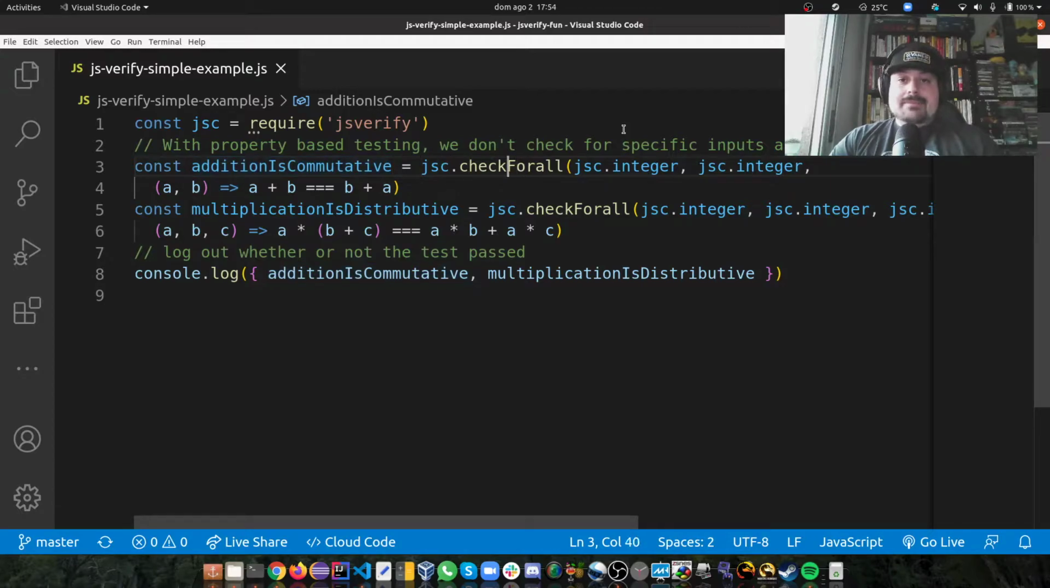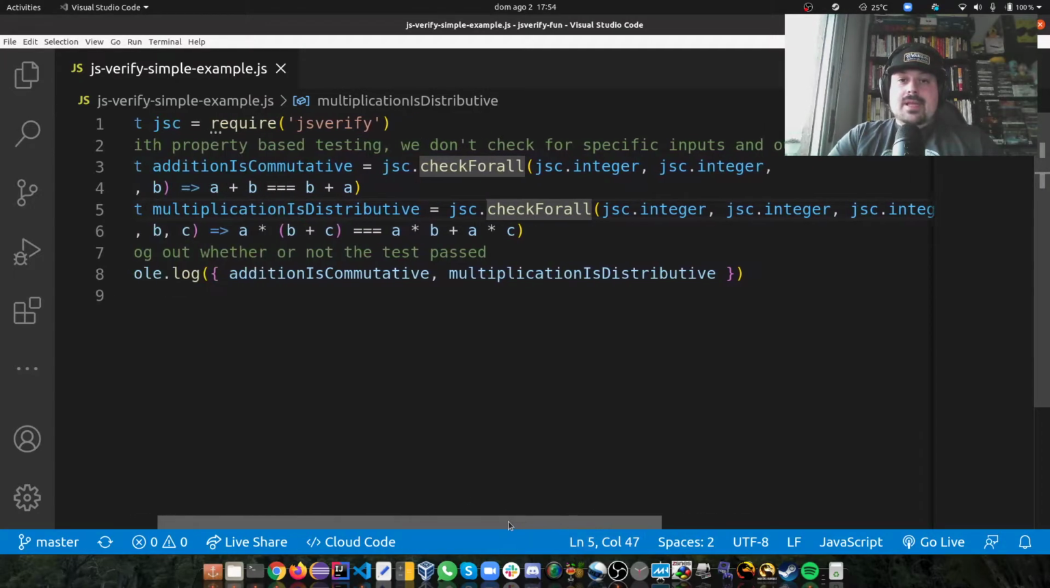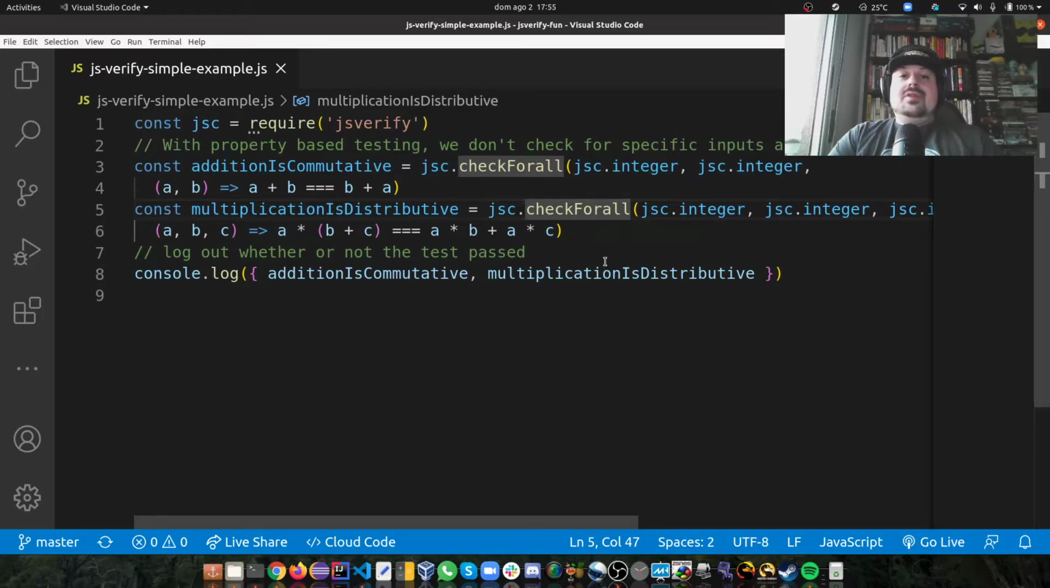And basically, when I do the jsc.checkForall, I'm saying that I want two integers, so all sorts of integers will be generated here, and this should be true all the time, right? And here is the same idea for multiplication. However, the only difference here is we are getting three integers. But it's not only with integers, you can use strings, you can do all sorts of things, right?